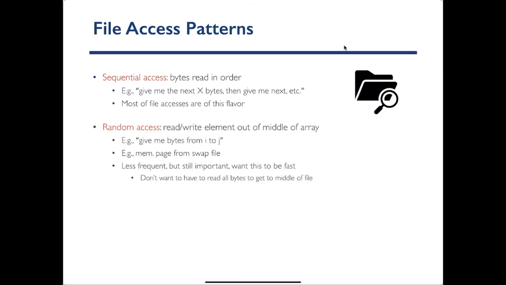You could also have random access to your files. Again, you've seen this. You seek to a certain byte inside your file. So again, this is something that the interface should support. You might say, give me the bytes from I to J, not necessarily where I am right now, somewhere in the file.